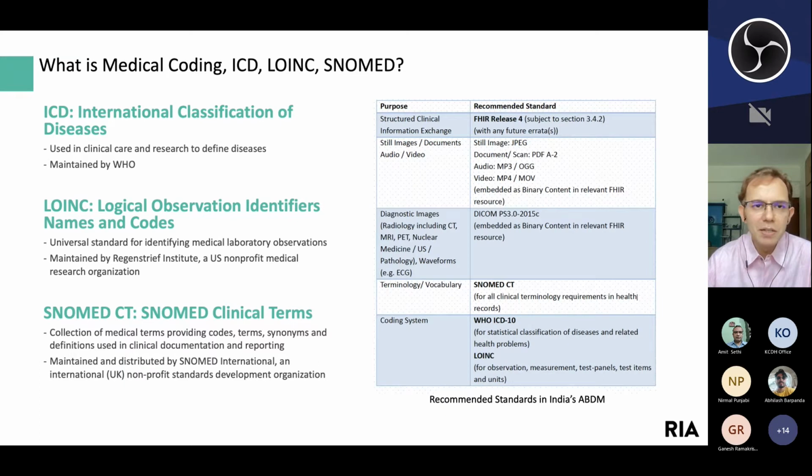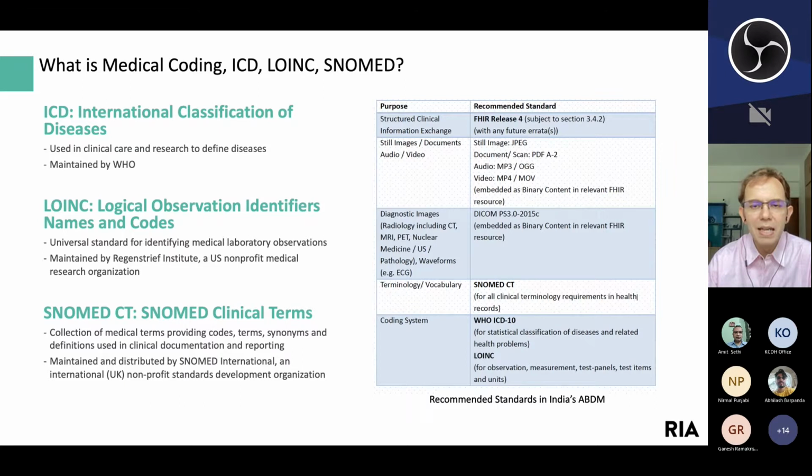Today, if we look at medical coding globally, there are three major standards out there. The first is called ICD, which is the International Classification of Diseases. The second is called LOINC, which is used for lab observations primarily. And the third is SNOMED, which is used for clinical terms and symptoms, and is one of the most extensive of the three medical coding systems. All of these in some combination or other are used across the world. Some countries are still evolving them.